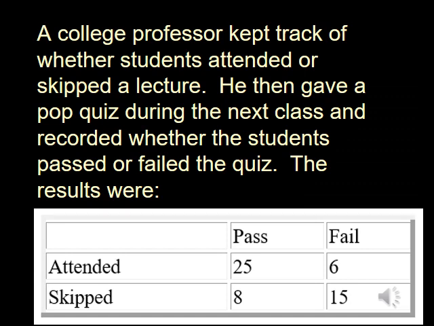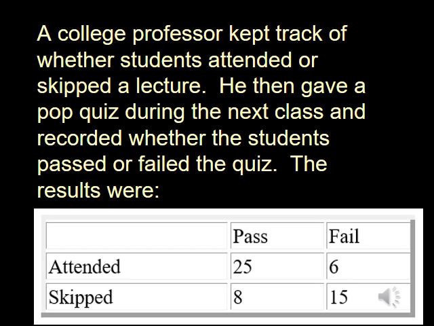And here's a third example. This one has a much smaller table, so it may be a little bit easier to follow along with this one if you're trying to work it out on your own calculator as we go. It says a college professor kept track of whether students attended or skipped a lecture, and then he gave a pop quiz during the next class and recorded whether they passed or failed the quiz. And he got the results there.